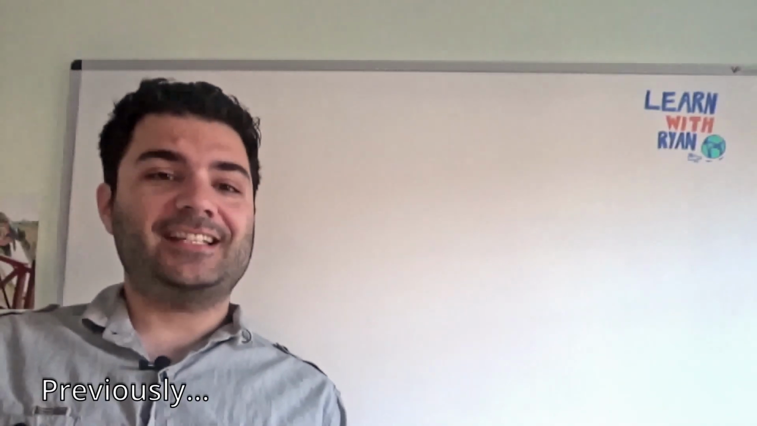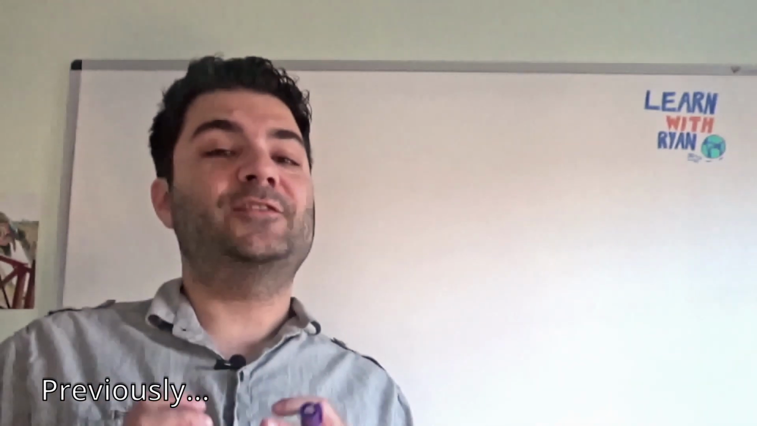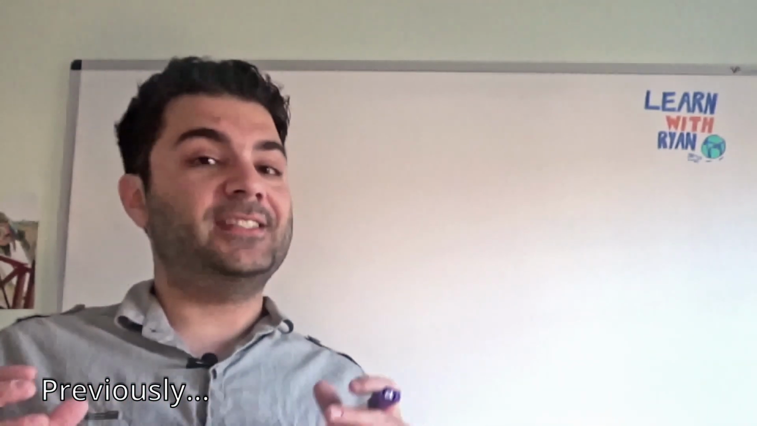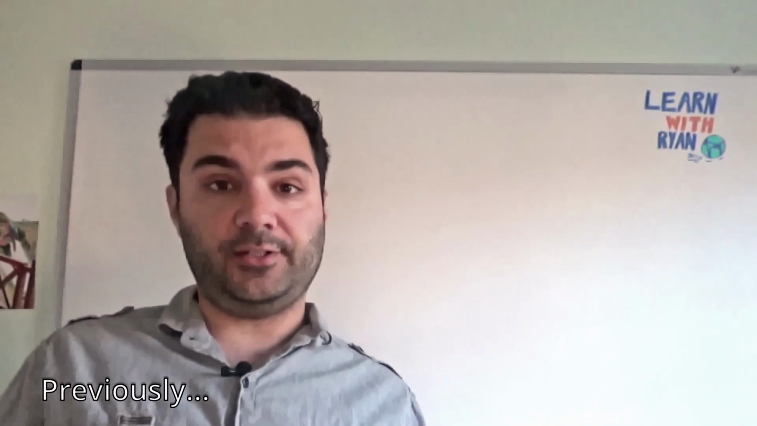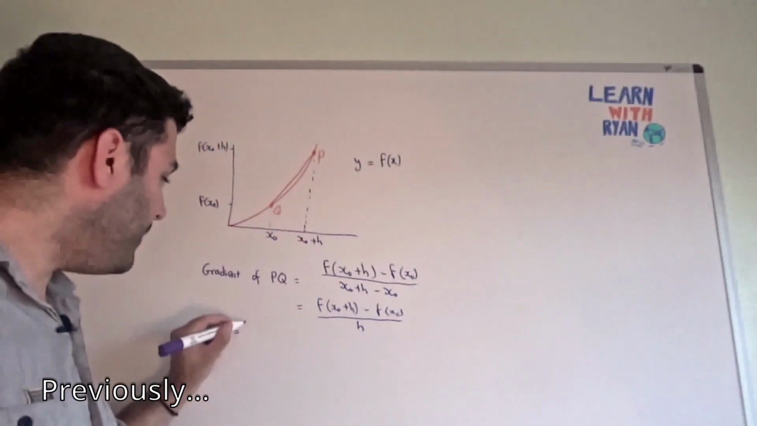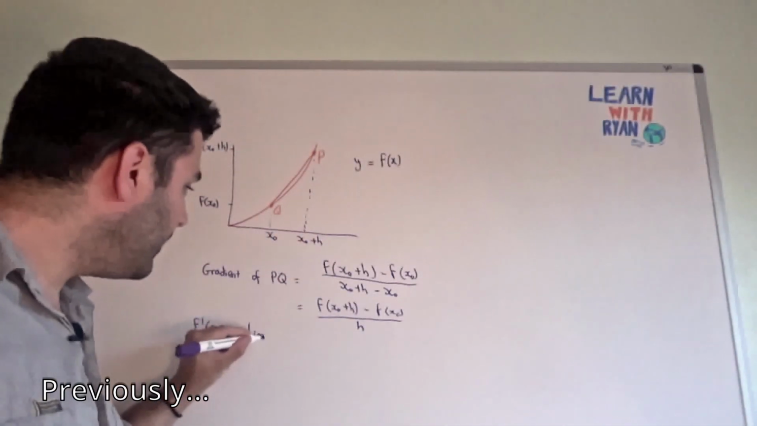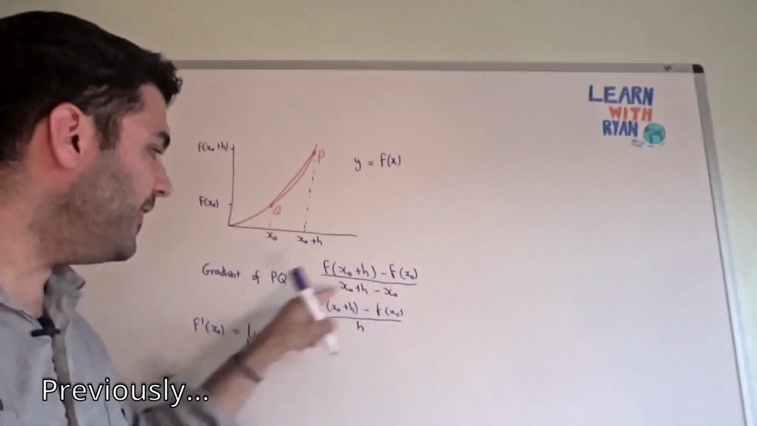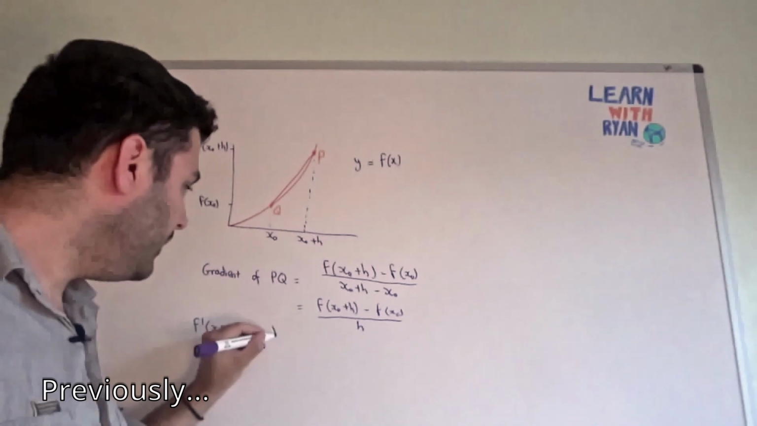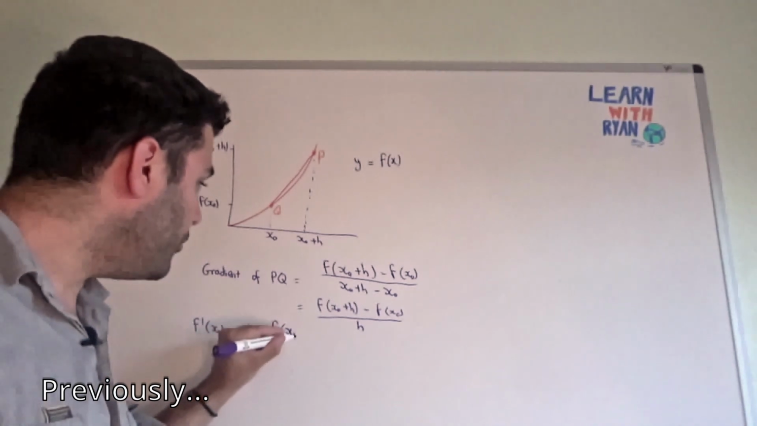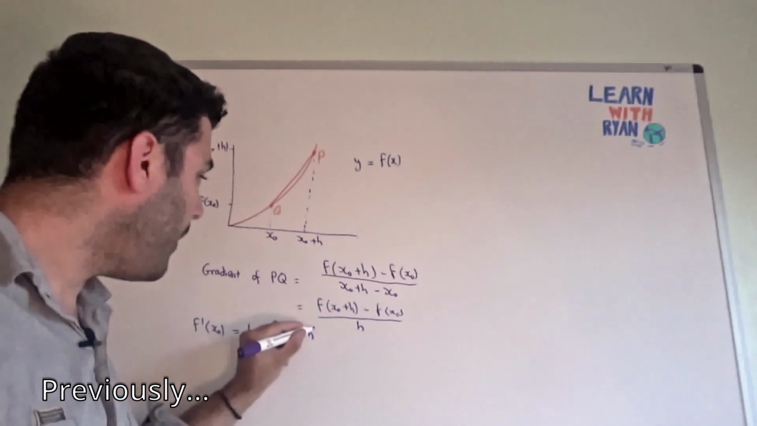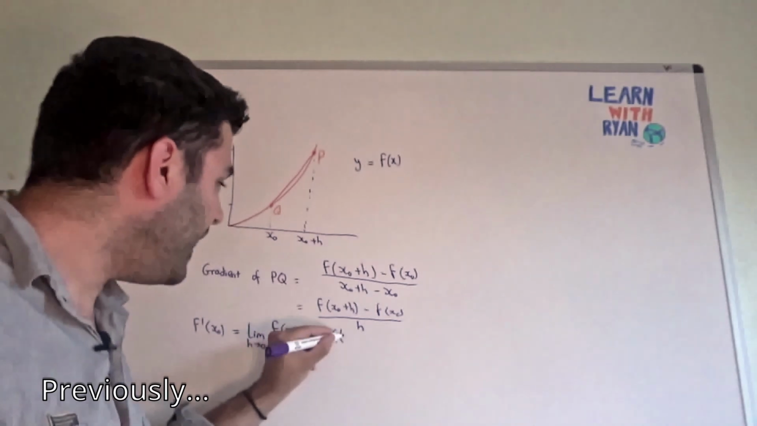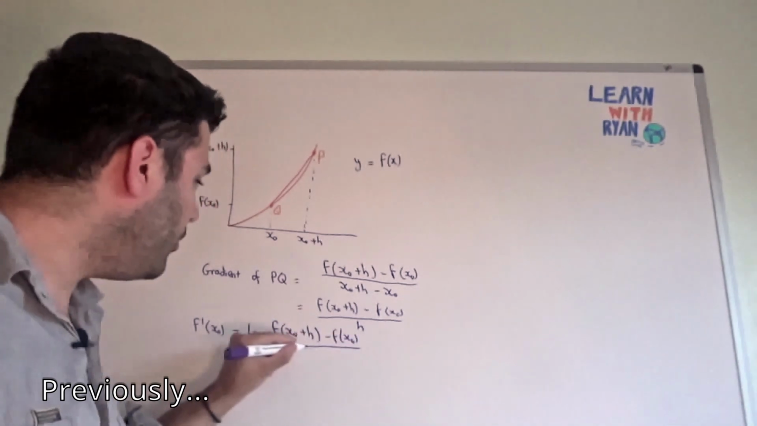Today what we're going to look at is differentiation from first principles. What we're essentially doing is finding the gradient of a particular curve at a particular point. That's equal to, so this time we need to take the limit as h tends to 0 of this function here: f of x naught plus h minus f of x naught all over h.